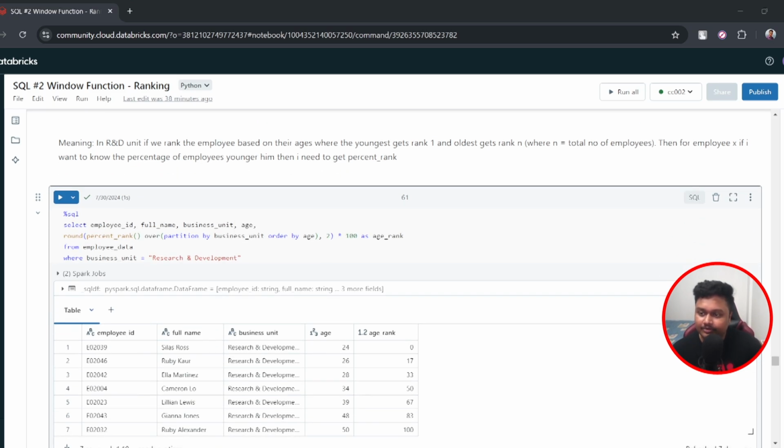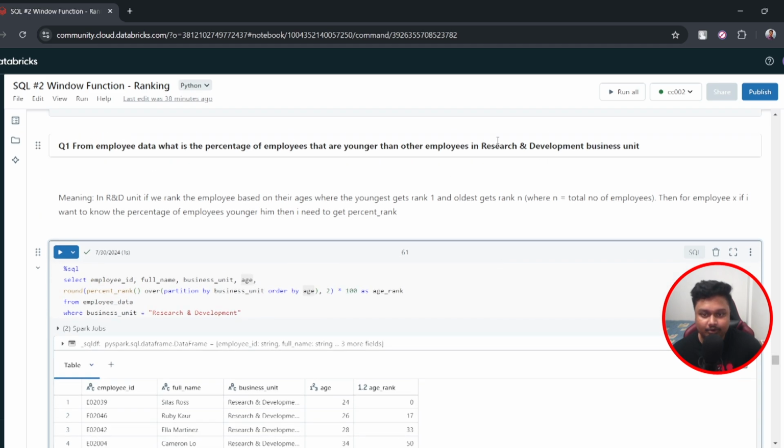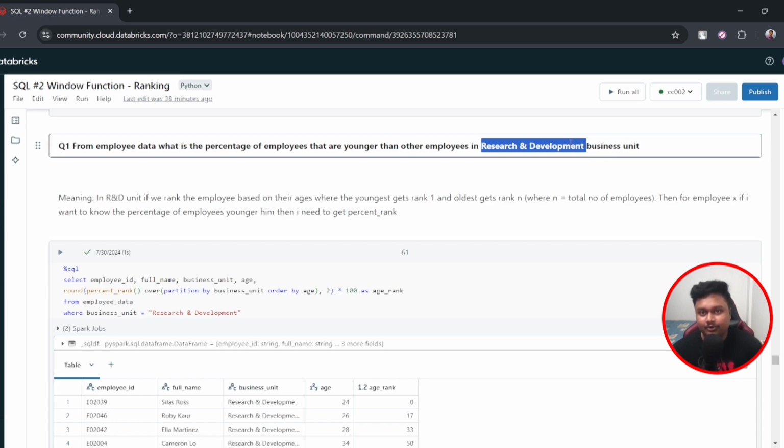Let's see the solution. I've selected employee ID, full name, business unit and age. As you can see, the question specifies the research and development business unit. So basically we first have to find the percentage of employees who are younger than other employees in all the business units. Then we will filter out the research and development business unit out of the entire data.